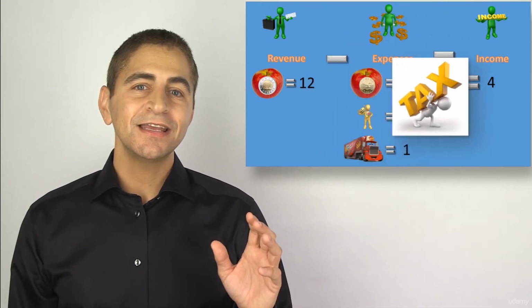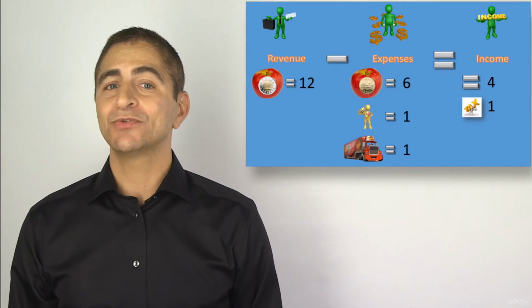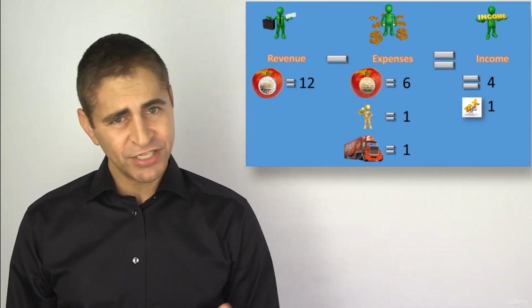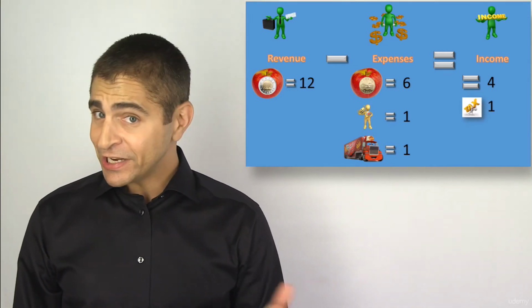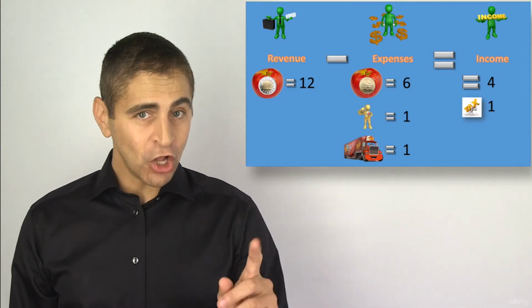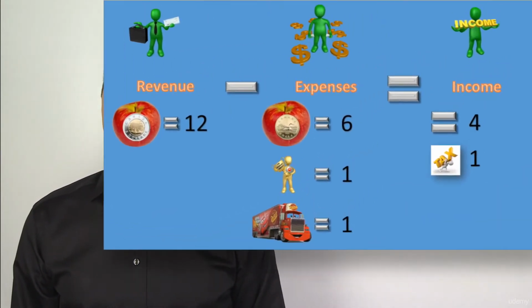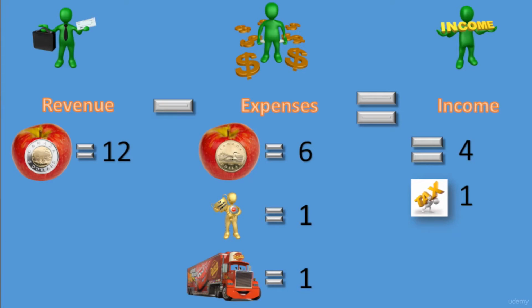If we pay $1 in taxes, which is, say, 25%, let's pretend that the tax rate is 25%. If we didn't depreciate that $1 for the truck, then we would have paid taxes on $5, which means that we would have paid more in taxes. So now net income is $3.